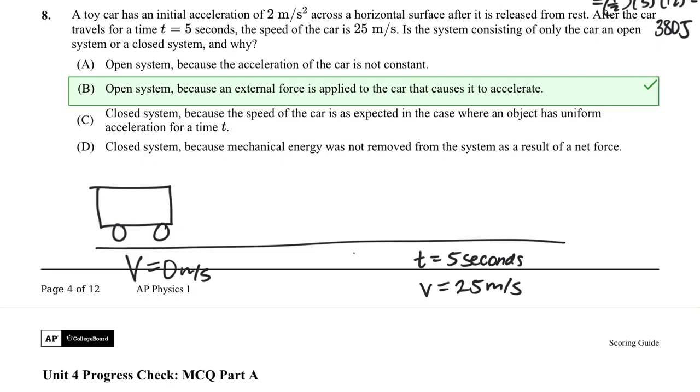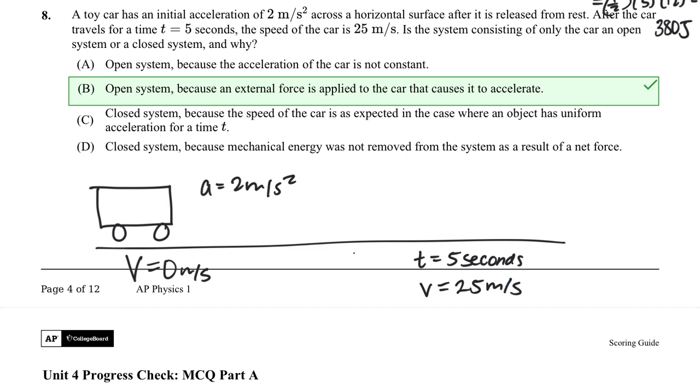All right, letter B. So a toy car has an initial acceleration of 2 meters per second squared. So acceleration is 2 meters per second squared. I have my little picture here. It's released from rest. It goes from a velocity of 0 to velocity of 25 meters per second. Is the car an open or closed system, and why?